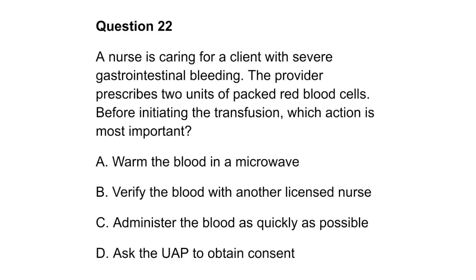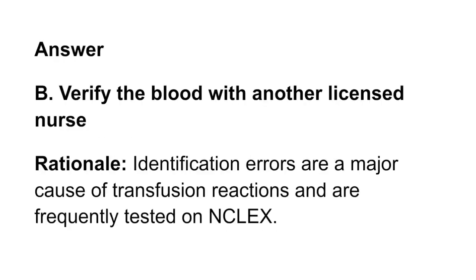Question 22. A nurse is caring for a client with severe gastrointestinal bleeding. The provider prescribes 2 units of packed red blood cells. Before initiating the transfusion, which action is most important? A. Warm the blood in a microwave. B. Verify the blood with another licensed nurse. C. Administer the blood as quickly as possible. D. Ask the UAP to obtain consent. Answer: B. Verify the blood with another licensed nurse. Rationale: identification errors are a major cause of transfusion reactions and are frequently tested on NCLEX.